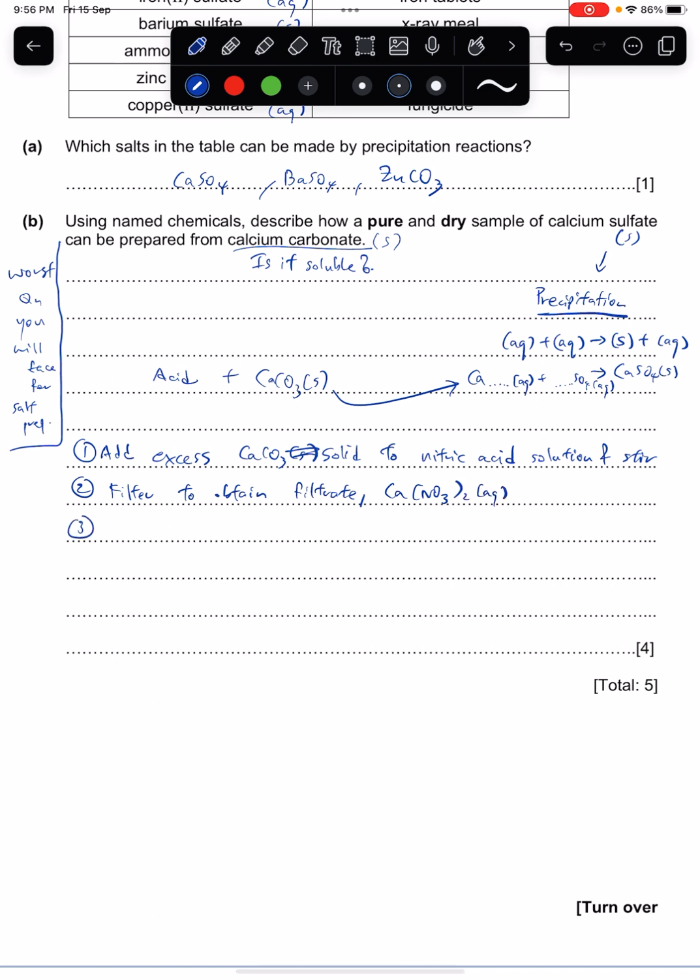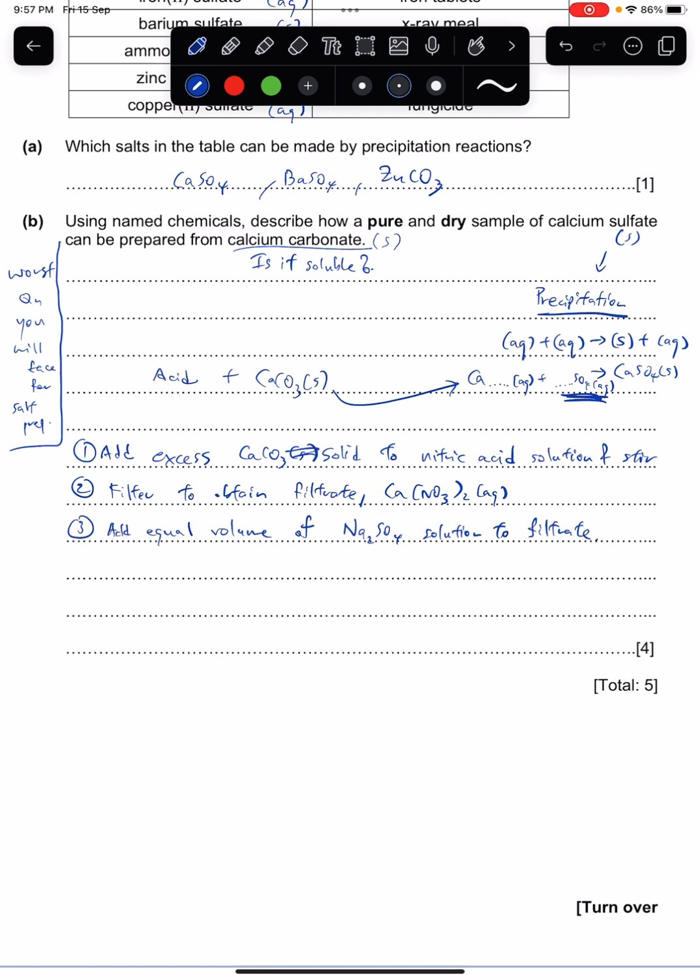Next, add equal volume, or you want to add excess, also no issue, of what? So you need to have a sulfate. Choose any sulfate that's soluble. So maybe sodium sulfate solution to filtrate.